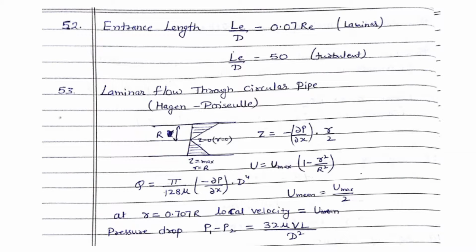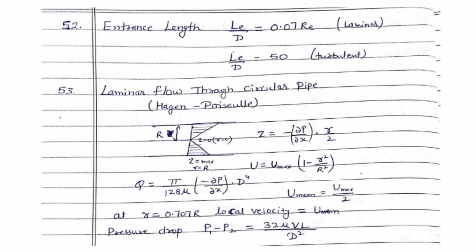Now the entrance length. The entrance length of a pipe, LE divided by D, is 0.07 times the Reynolds number in case of laminar flow and 50 in case of turbulent flow. Now, laminar flow through a circular pipe is also known as Hagen-Poiseuille flow. In this, the shear stress is given as minus dP by dx multiplied by r by 2. R is the radius of the pipe, and u is u max times 1 minus r square by capital R square.